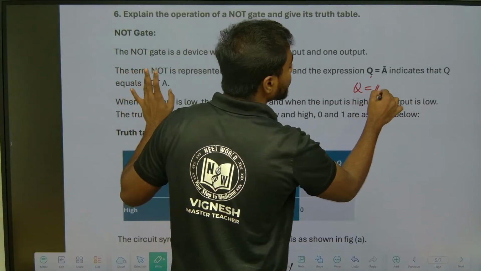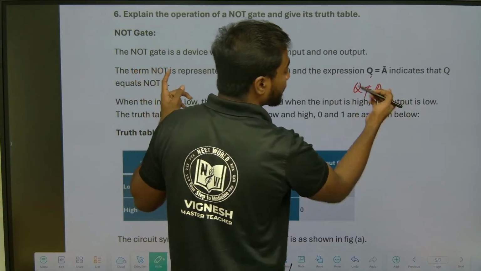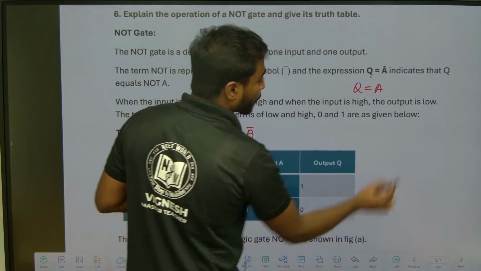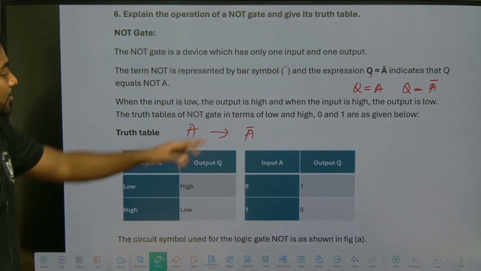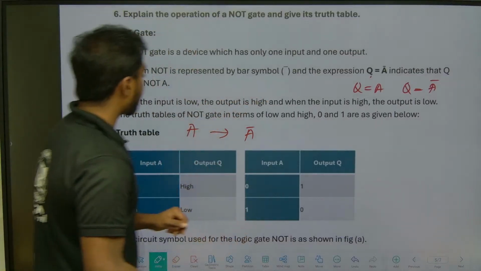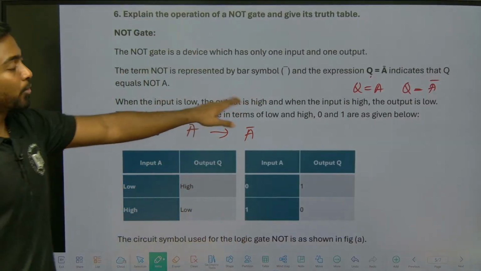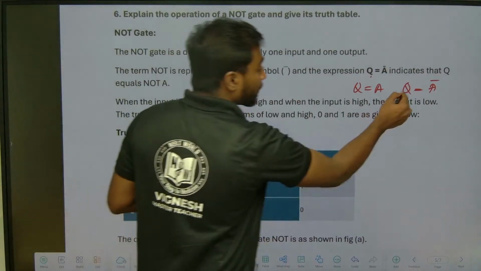How can we write Q is not equal to A? I can't write it like that, so we write Q is equal to A bar, which denotes that Q is not equal to A. So when the input is low, the output is high.